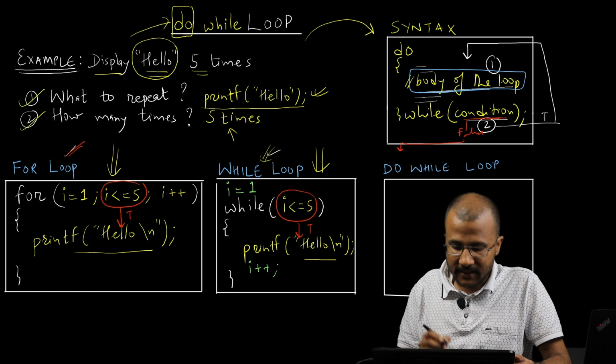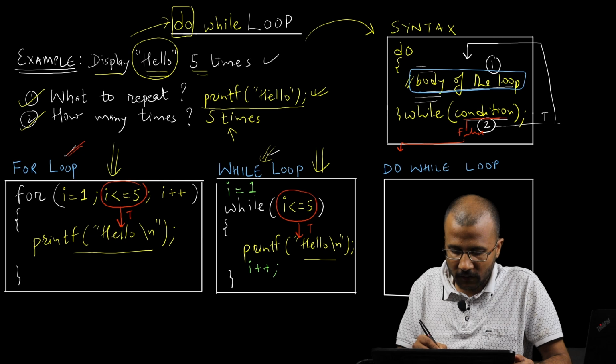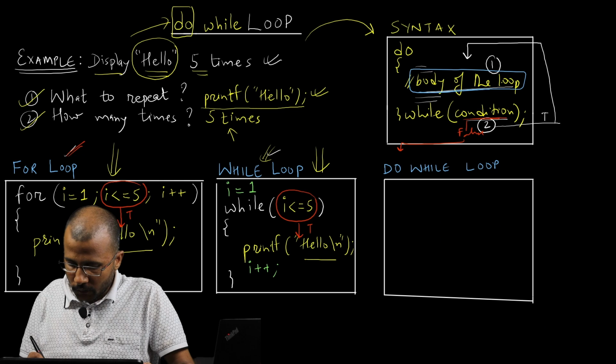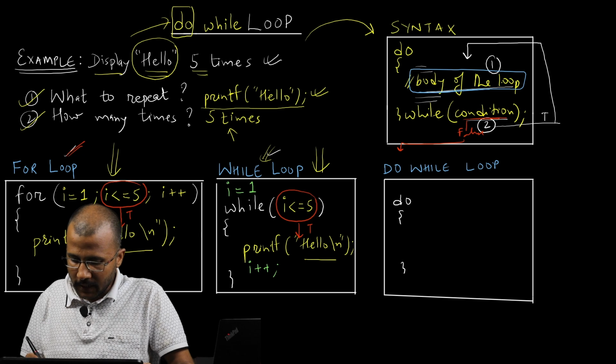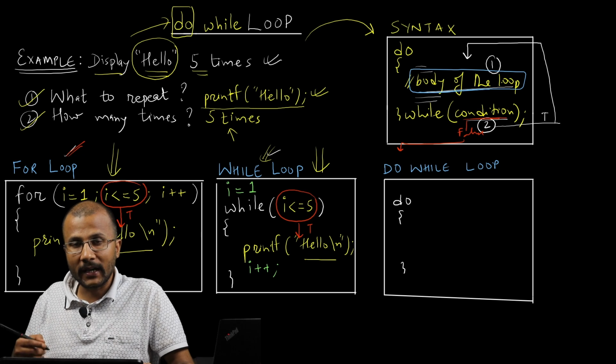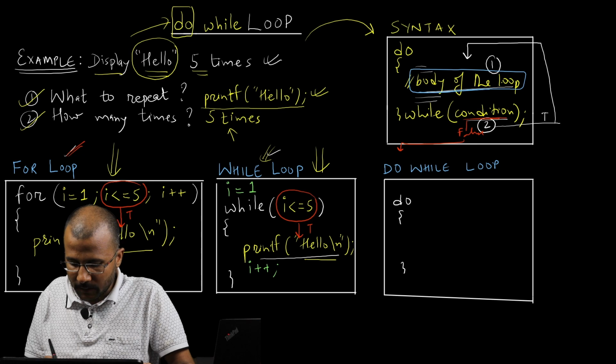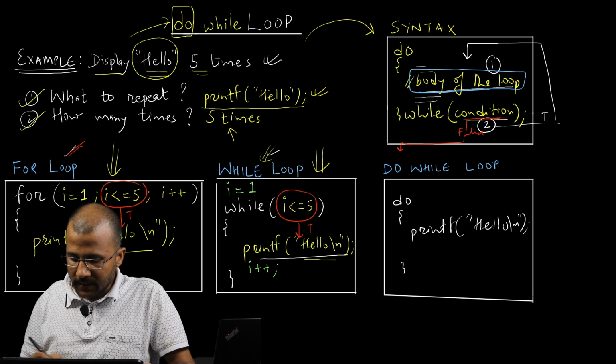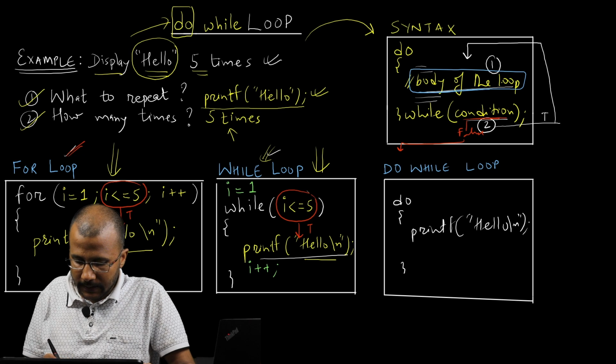Now let's try to write a statement for displaying hello on the screen 5 times using do while loop. First of all, I write do, and then this is the body of my do while loop. So what is the body? What do I repeat? I repeat displaying the message hello. So I'll write here printf hello in the body of the loop. What is the condition? The condition is i less than or equal to 5.